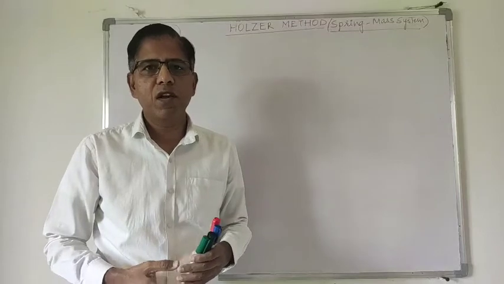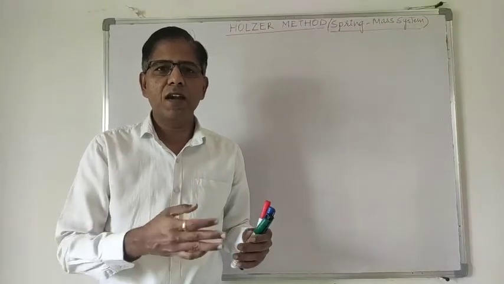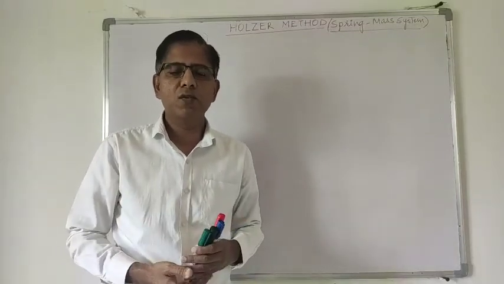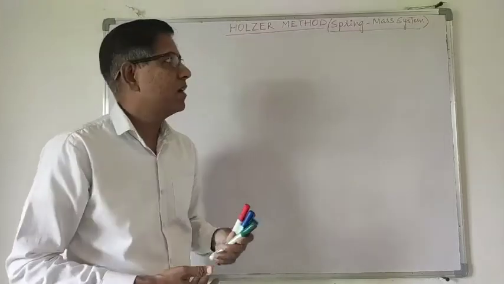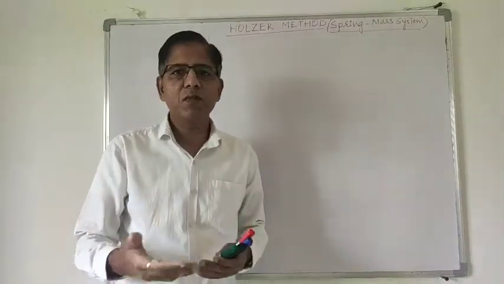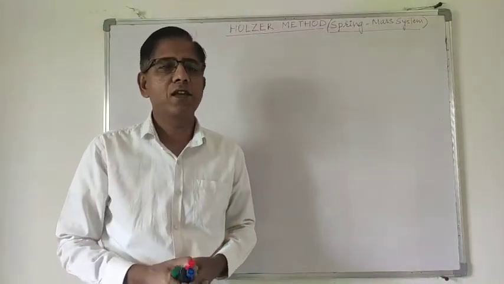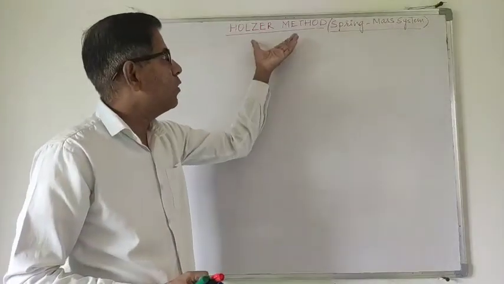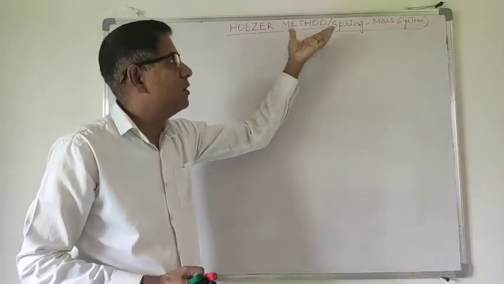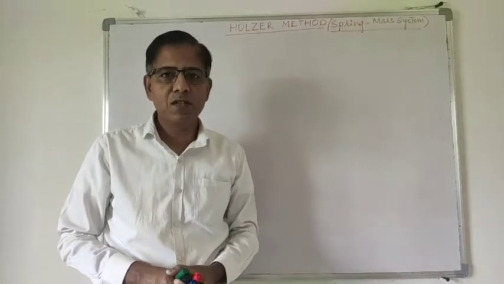Now multi-degree of freedom system can be torsional systems where there is a shaft and a number of rotors installed on the shaft, or it is a spring mass system, that means there are springs and masses. So today we are going to apply this Holzer method to this spring mass system.